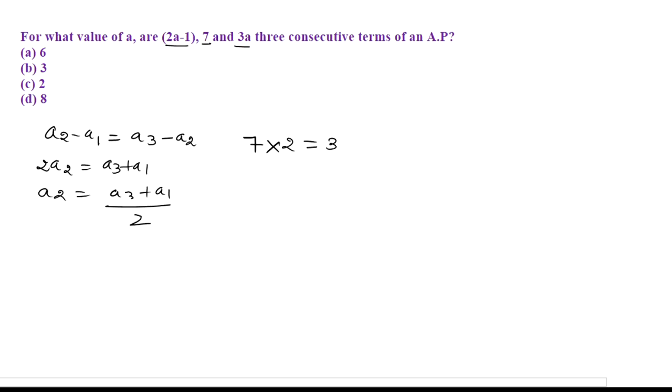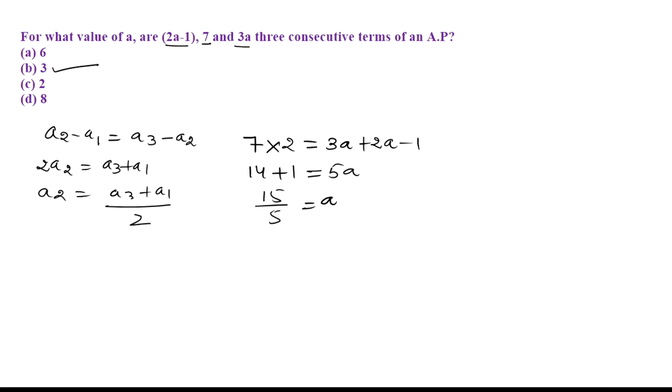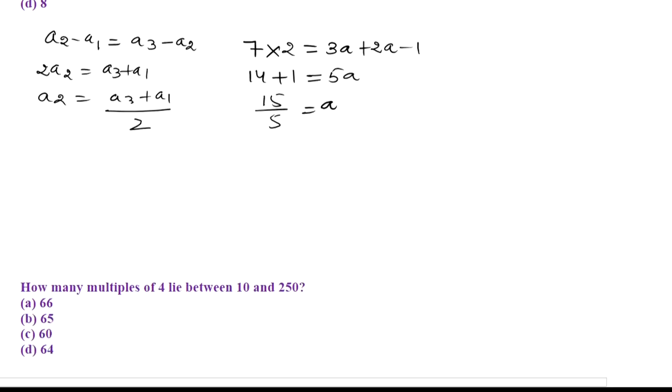A3 is 3a plus A1, that is the first term, 2a minus 1. 7 into 2 is 14. This goes on the other side, plus 1. 3a plus 2a, that is 5a, right? 14 plus 1 is 15. 15 upon 5 is the value of a, which is nothing but 3. What is the correct answer? B is the right answer. Clear? Okay. Let's move on to the next question.